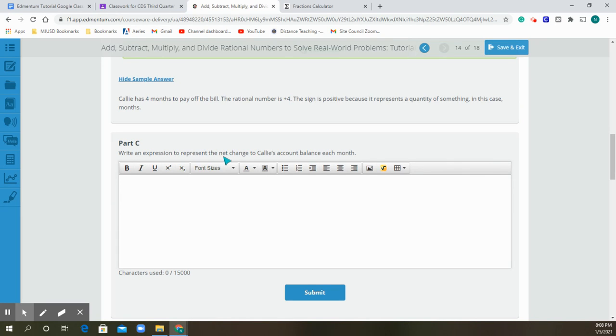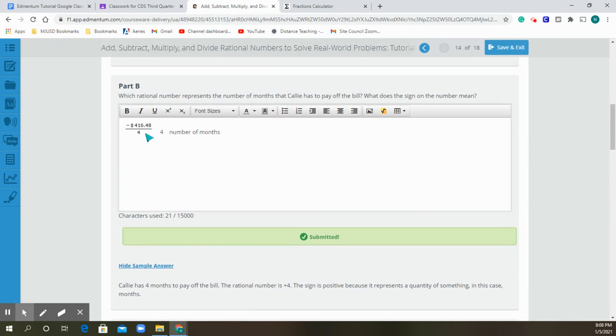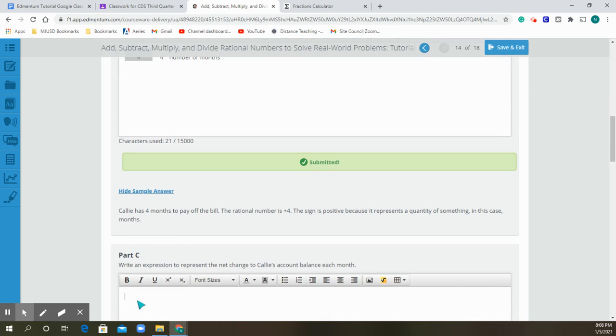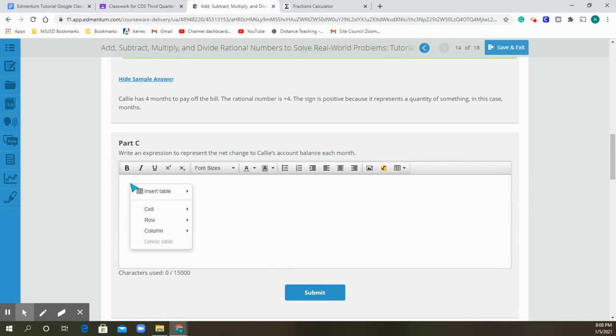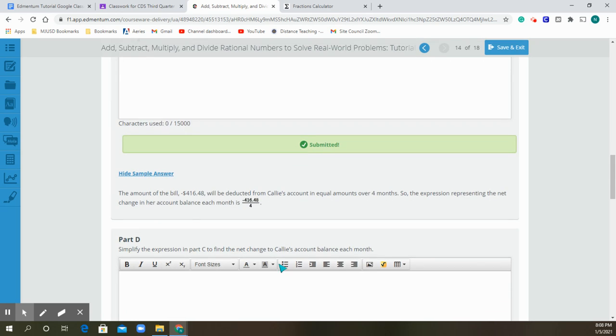Write an expression to represent the net change to Callie's account balance each month. So again, I probably did that one way too soon, right? The amount of the bill, negative $416.48, will be deducted from her account in equal amounts over 4 months. So the expression representing the net change in her account balance each month is negative 416.48 over 4.